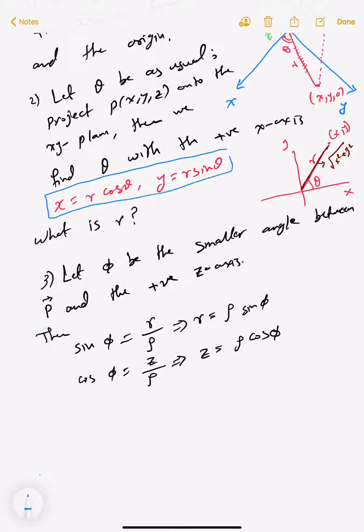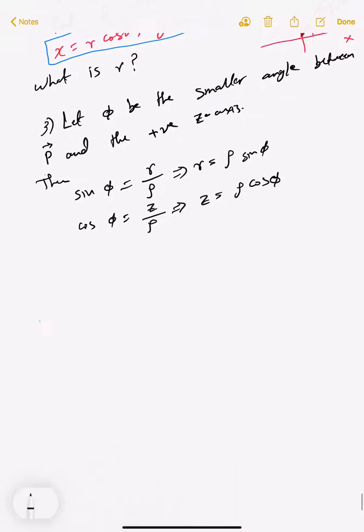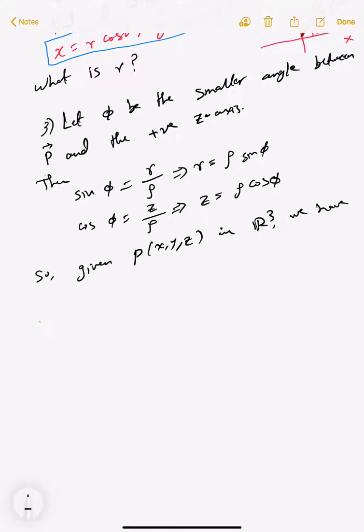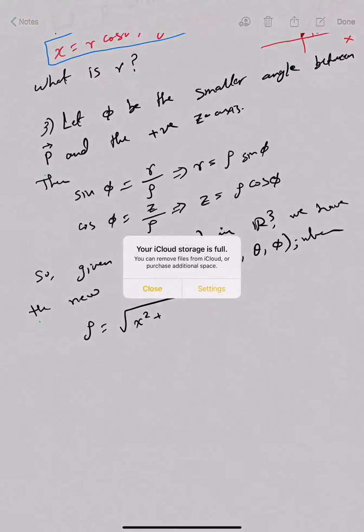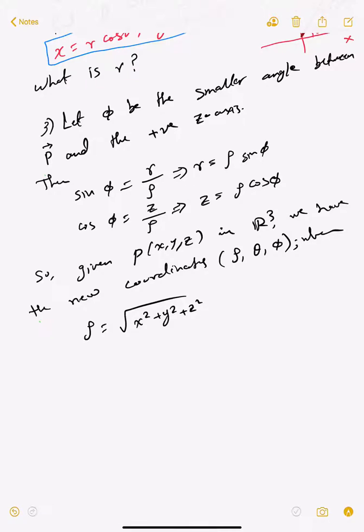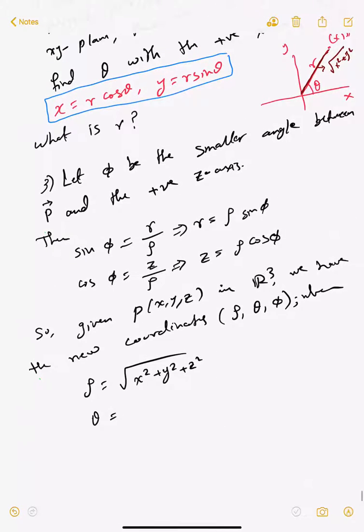So now going back to the x and y formulas in terms of r and theta, my summary is: given P, my point x, y, z in R3, we have the new coordinates. In order, we write rho, theta, phi, where rho is the root of x square plus y square plus z square. What is theta? Theta is found from this formula. We'll write the formula. And what is phi? Phi is cosine inverse z over rho.